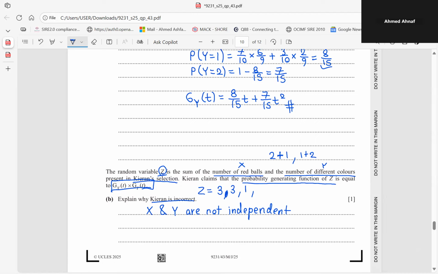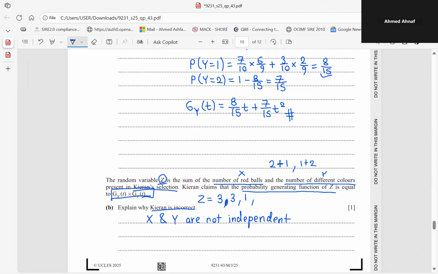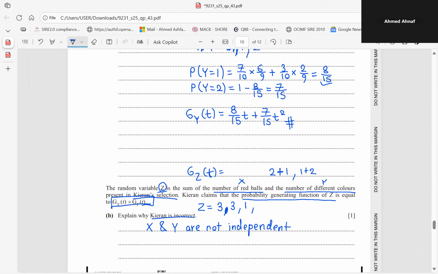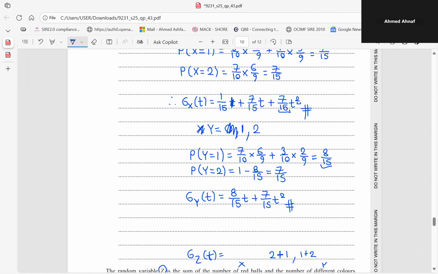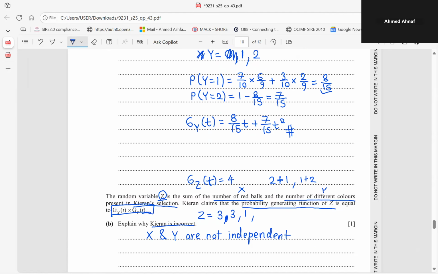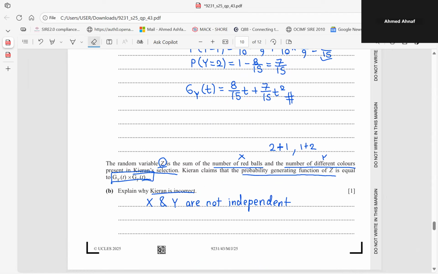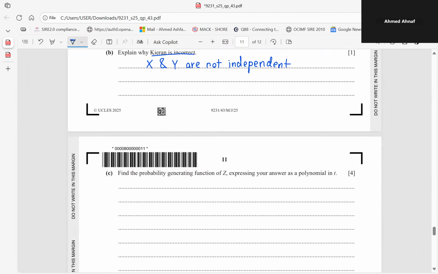And if you multiply them, the highest degree of your G_Z(t) is going to be squared times squared, which is 4. But we already know that 4 is not a possible value for Z. So that is another way to look at it. So in short, this is the answer. I just gave a more detailed explanation for those of you who may not understand. So with that, let's turn to the next part.